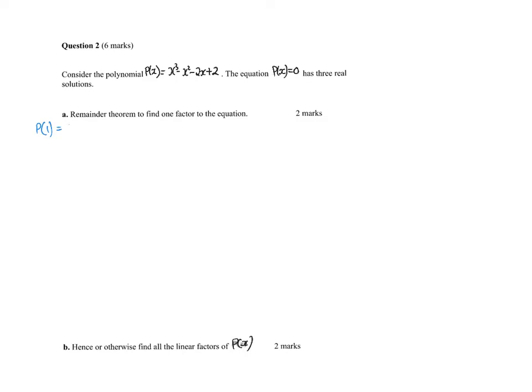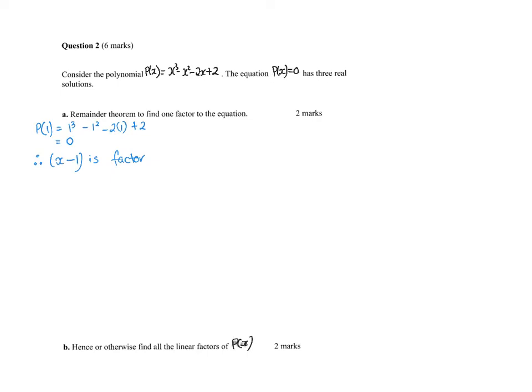So p of 1 would be 1 cubed minus 1 squared minus 2 times 1 plus 2. Now, that equals 0, doesn't it? Yeah? So, if that equals 0, therefore, I know that x minus 1 is a factor. Do you remember that? It's the opposite to what's in the little bracket up there, the p of 1. Now, it said just use the remainder theorem to find one factor. So, I've found a factor now.